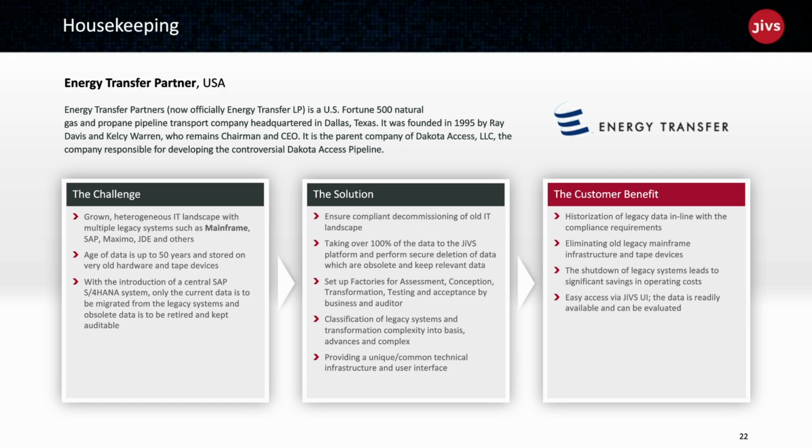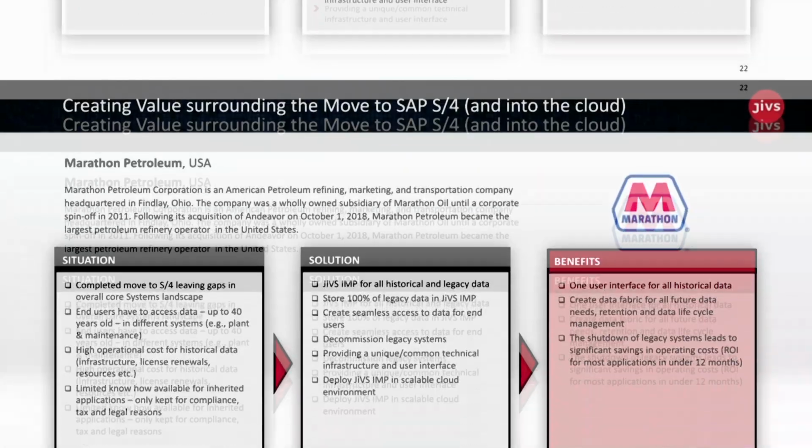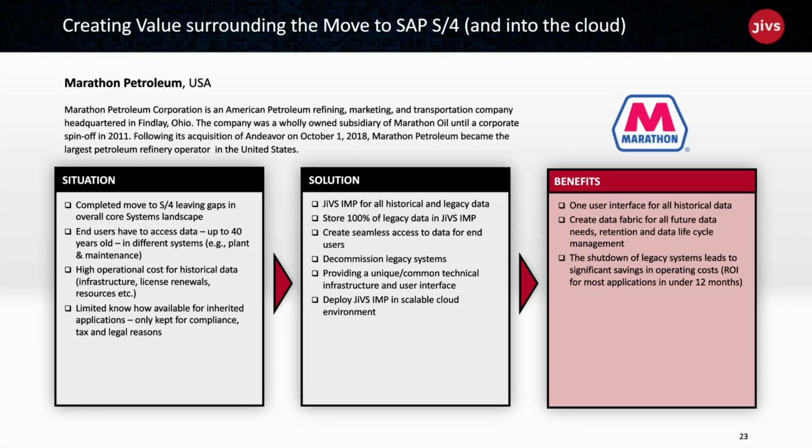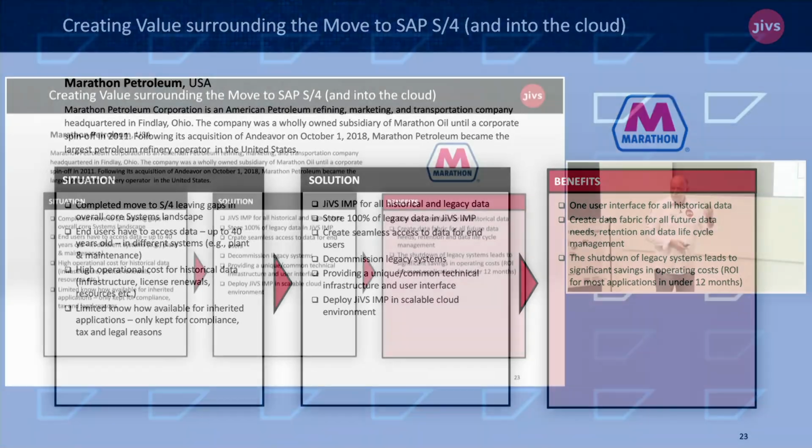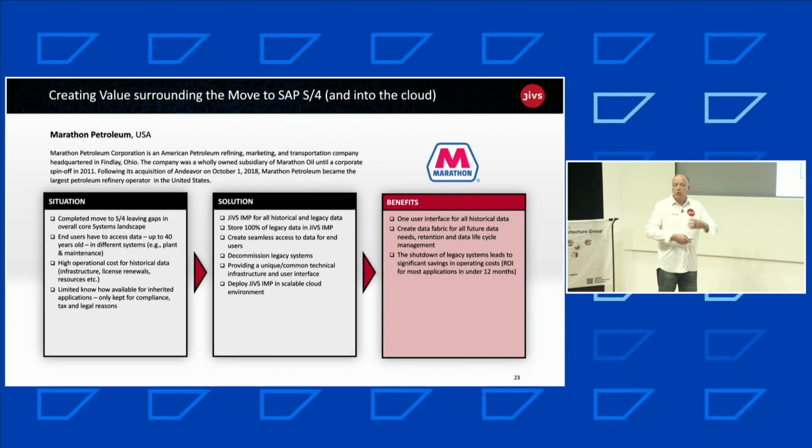Spoke about Energy Transfer as a customer. Marathon Petroleum, here the story was a little different. They migrated to S4 and then they focused on retiring the ECC system. So we did that for them. And there are many other systems as well. I can't go too much into detail, but it's just a typical customer profile also. Again, they grew based on acquisitions, and they end up with this complex, expensive landscape.